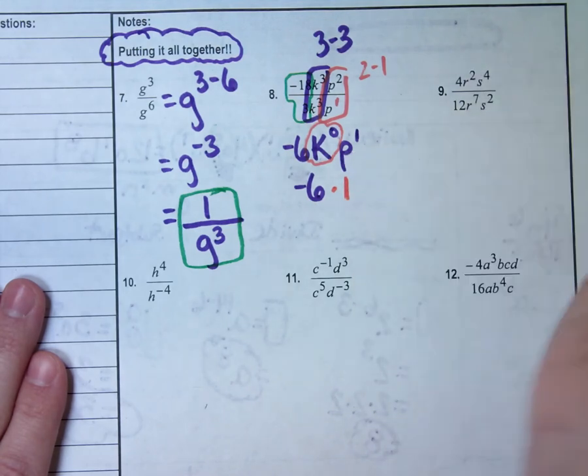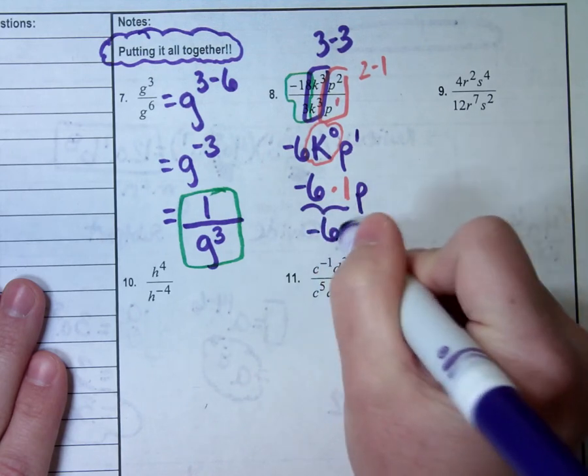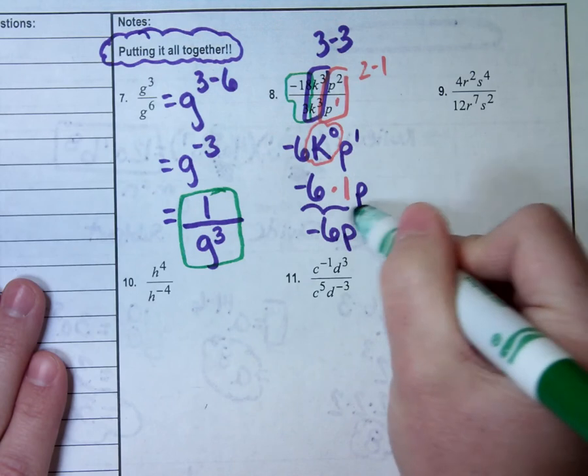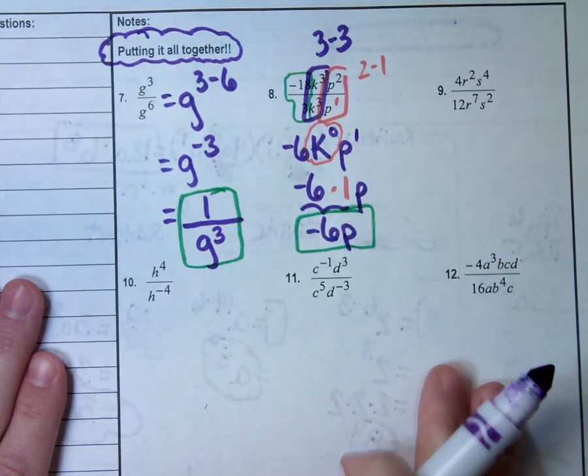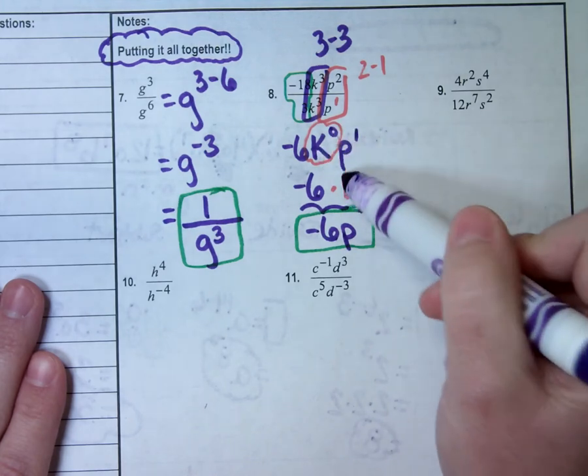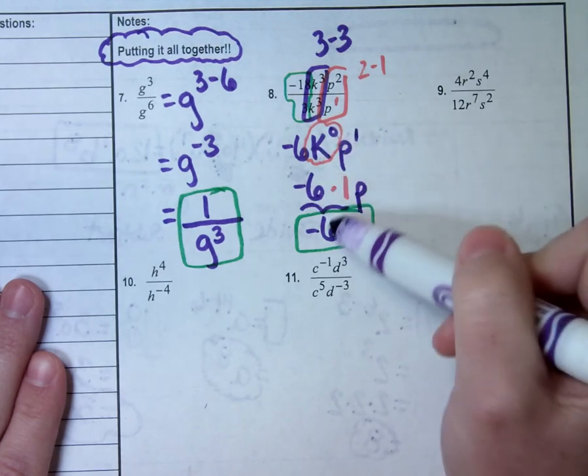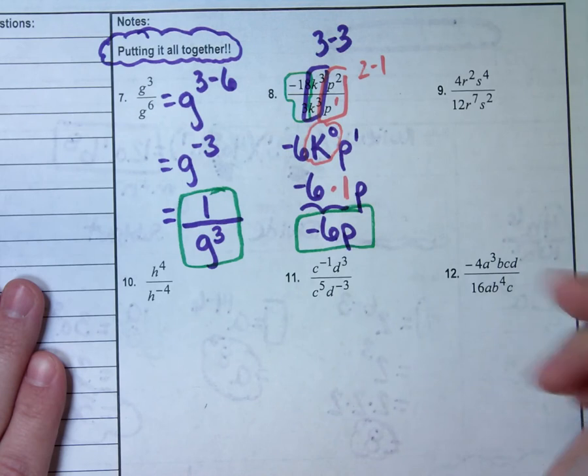And then p to the first, that's just p to the first, but I don't have to write it. Well, how much is negative 6 times 1? Negative 6, and then I just keep the p. And my answer is negative 6p. So remember, anything raised to the 0 power is 1. And 1 times anything is whatever that anything was.